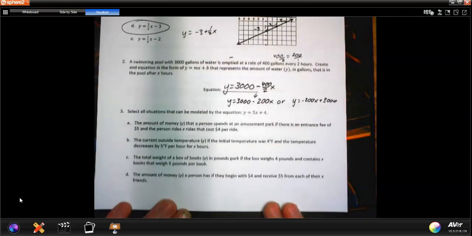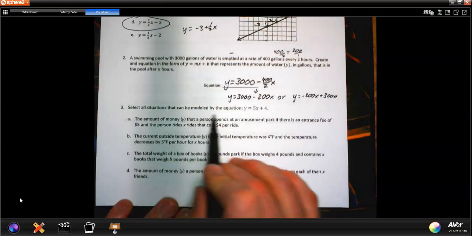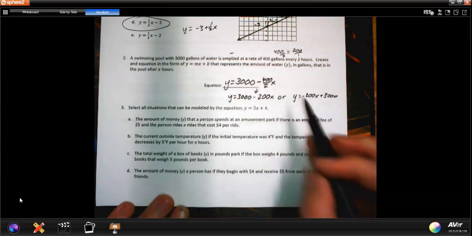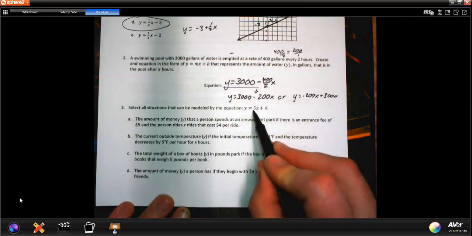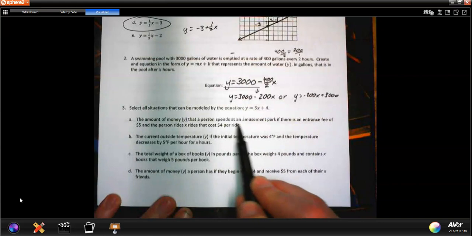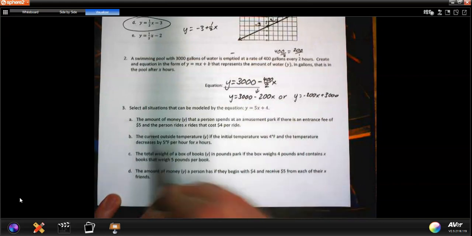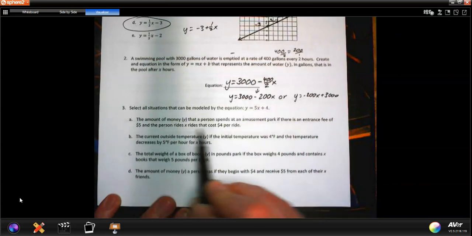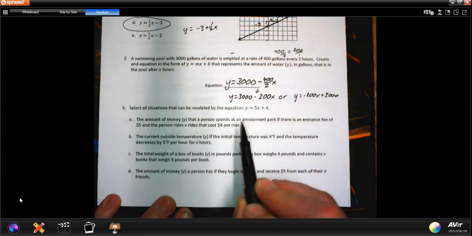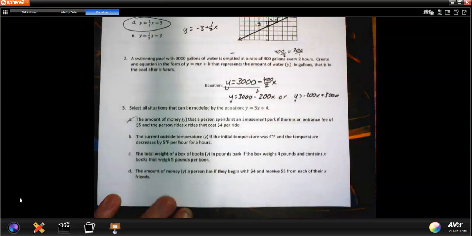Cool. Select all the situations that can be modeled by the equation y equals 5x plus 4. Okay, 5x plus 4 means it starts at 4 and it changes by 5 to 1. So the amount of money that a person spends at an amusement park, if there is an entrance fee of $5 and the person rides x rides for $4 each. No. That's $4 plus $5 per ride, so that's not one.